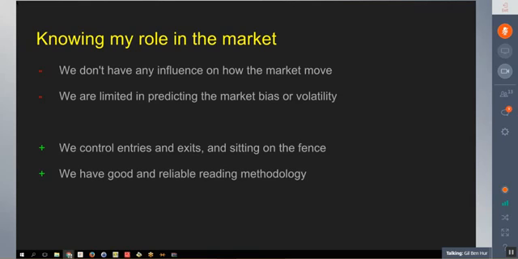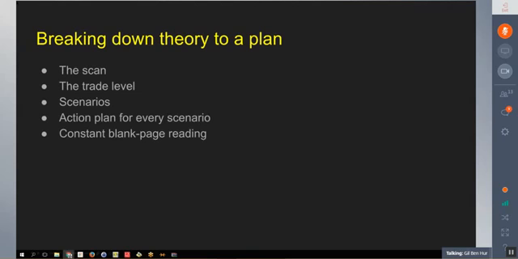And we have a good, reliable reading methodology, which is the price action that we constantly are learning. And of course, we will have to adopt real money management and risk management tools.